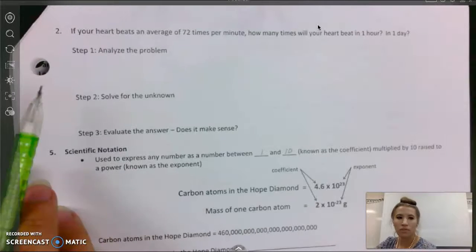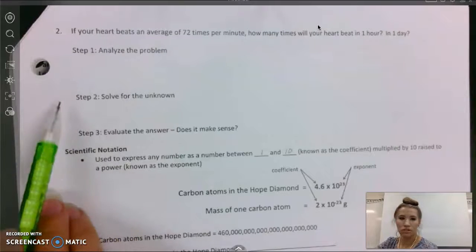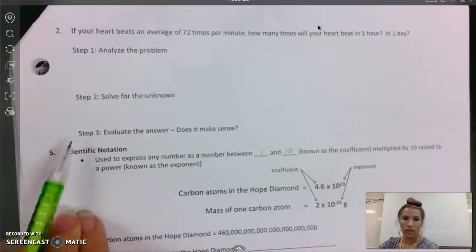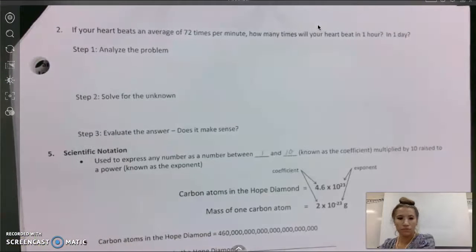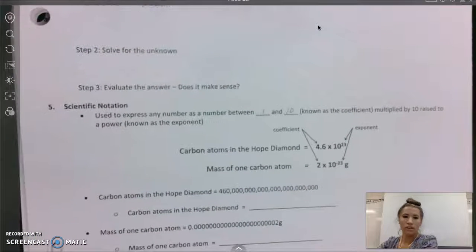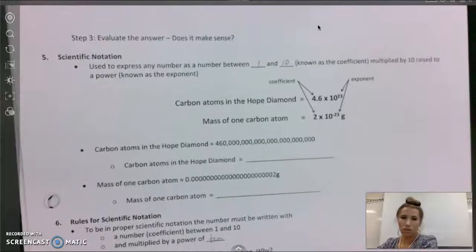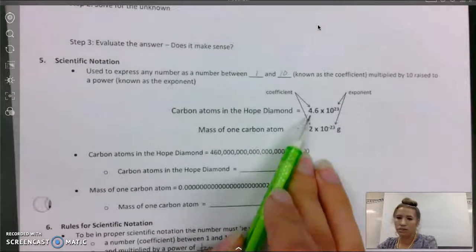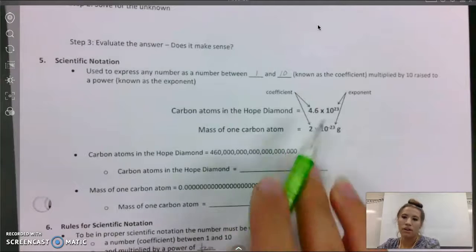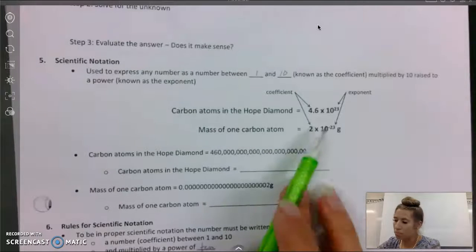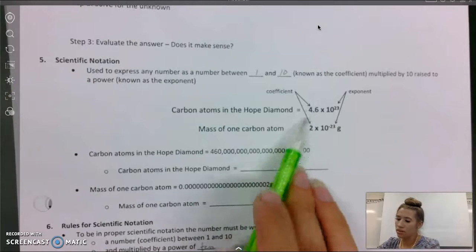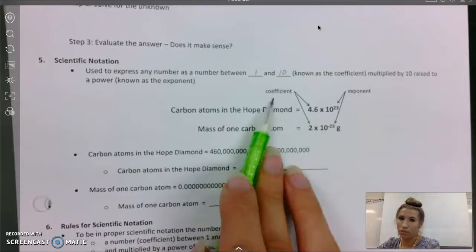Okay, so last time we ended with question 2 that you were instructed to go through and try out on your own. And now we're moving on to scientific notation. Here's how scientific notation works. It is any number between 1 and 10 that is multiplied by 10 and then raised to some power. This base number, we call it the coefficient.